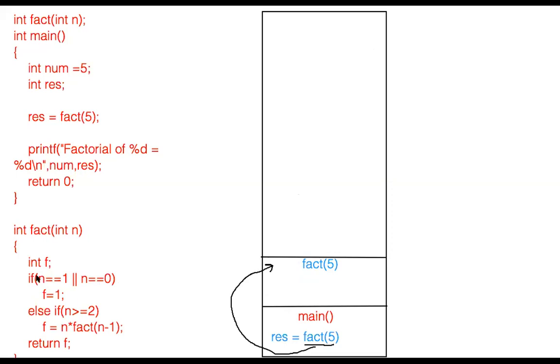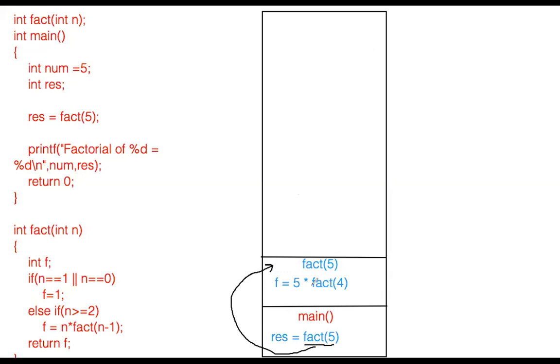The second one. The first is false, the second is true. So that's why the statement that is going to execute is f is equal to 5 multiplied by fact of 4. Okay, so what happens with fact of 4?